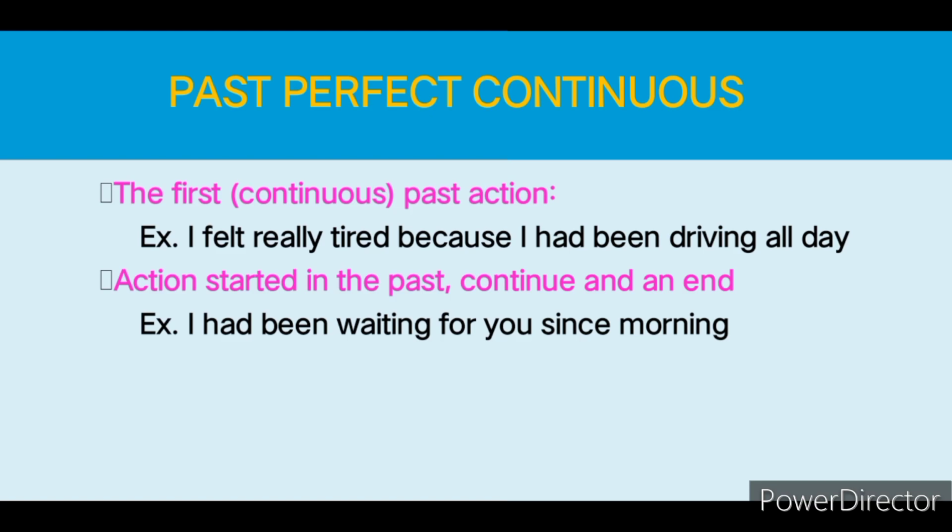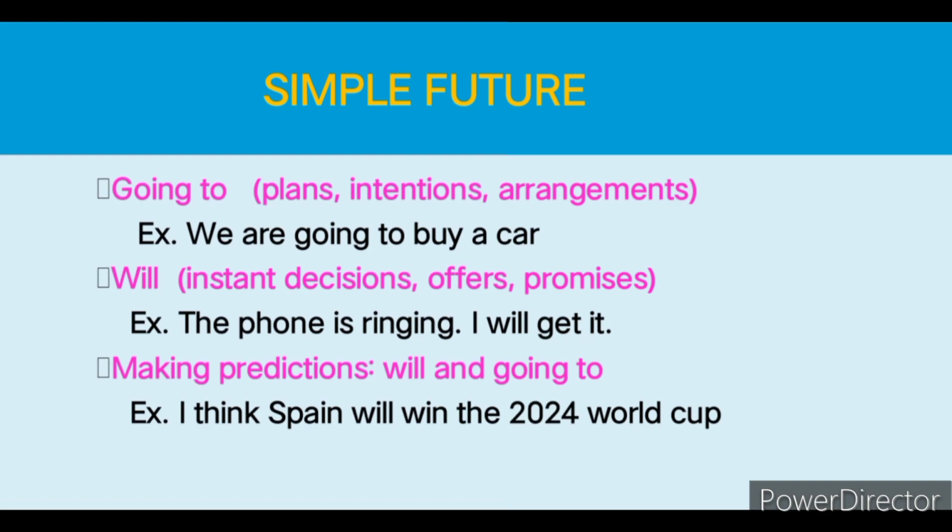Dear friends, now we will study the uses of simple future tense. Simple future tense is useful to show our plans, intentions, and arrangements. Here we can use "going to". For example, we are going to buy a car. Here we can use "will" in the simple future tense to show instant decisions, offers, and promises. For example, the phone is ringing, I will get it.